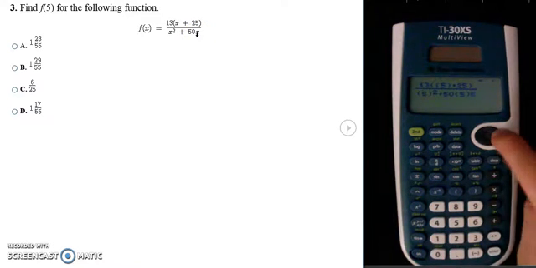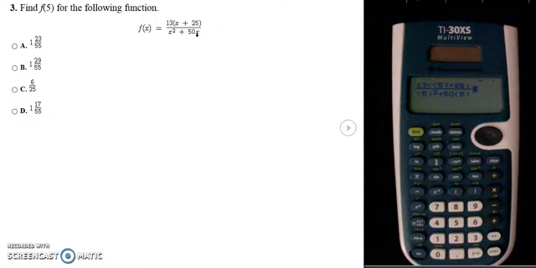And then I'm going to use my right arrow to get out of the fraction, and I have it all typed in now, so I just press enter, and the calculator does all the work. It simplifies it down for me. However, it is going to give me my answer as an improper fraction. The answers are mixed fractions.